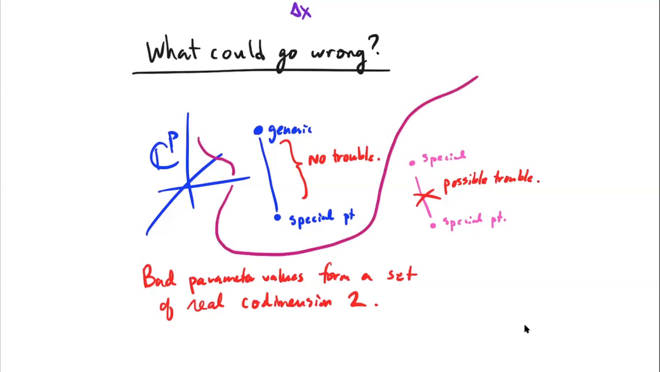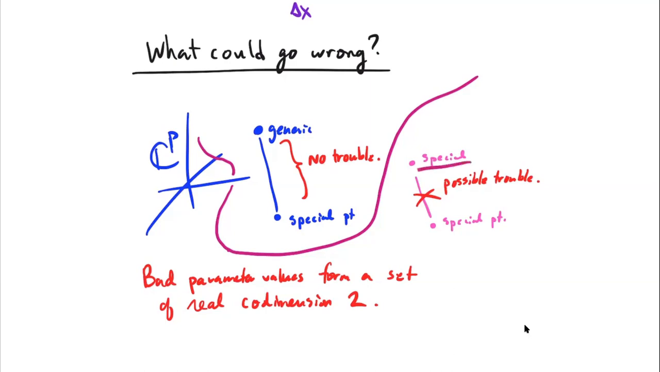And so now you can see that whatever your special point is, if you take a generic point, the straight line segment between the generic point and the special point will not hit this curve. And so you'll be okay. And so this is sort of why parameter homotopy works so well, because of the idea that the bad parameter values form a set of real codimension 2. And so you can avoid them.